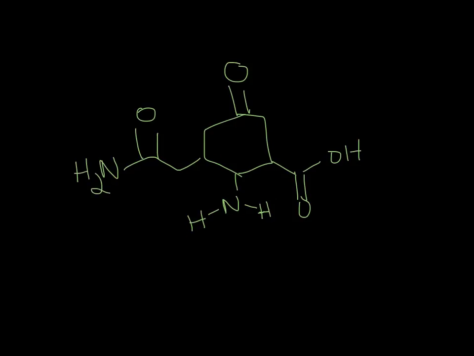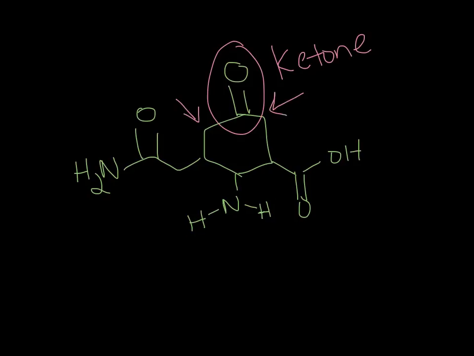Okay, so I have a molecule here with a number of different functional groups on it. And here's the deal. There's a lot of functional groups that include this C double bond O functionality. When the C double bond O is by itself and its neighbors are both carbons, then that is a ketone. Okay, so on either side of this carbonyl are carbon atoms. And when there's carbon atoms on either side, that is a ketone functionality.